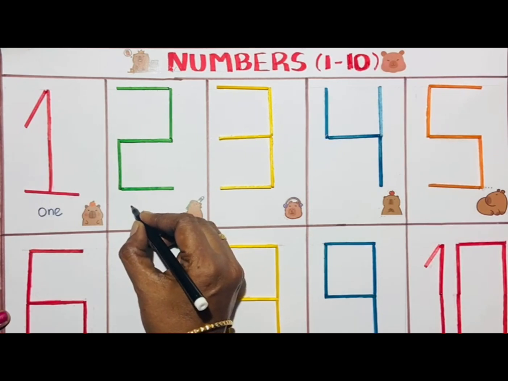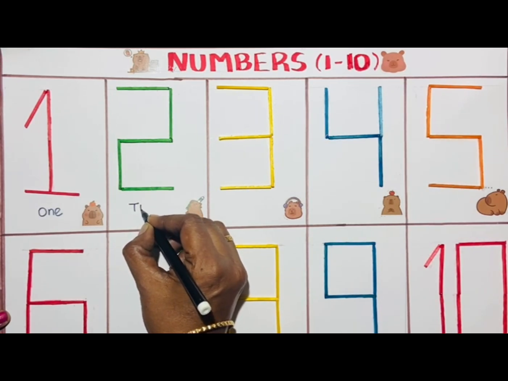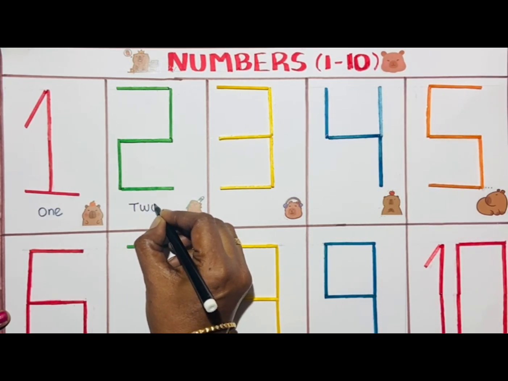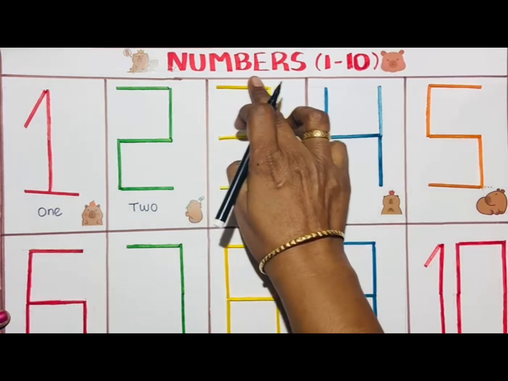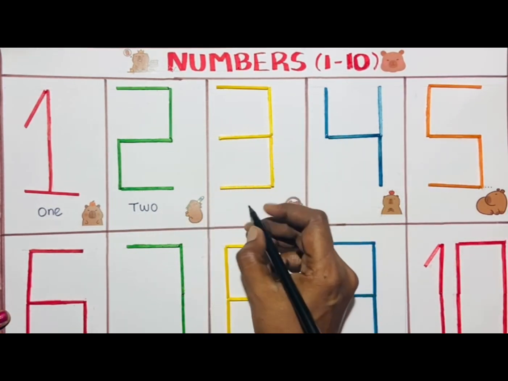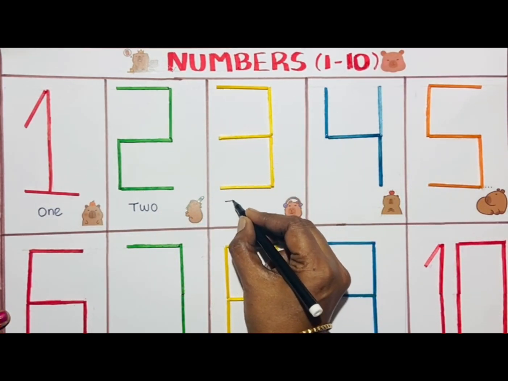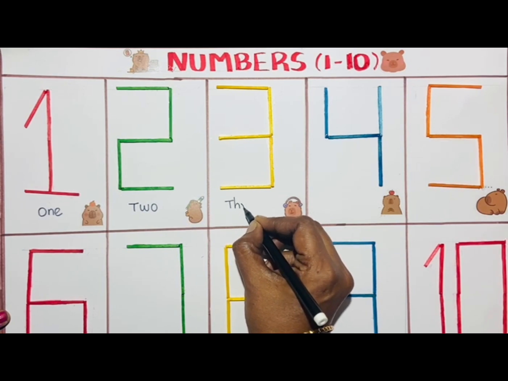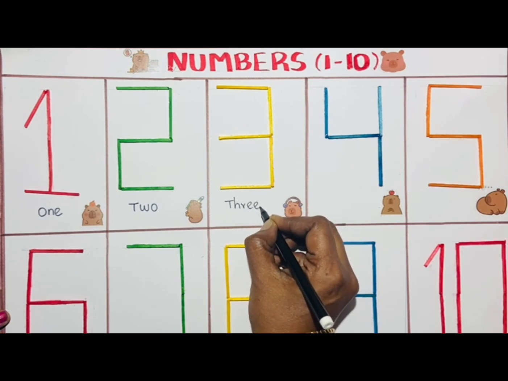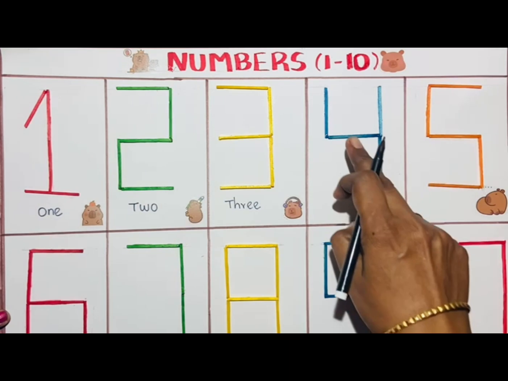What is the spelling of 2? T-W-O, 2. Next is 3. See, 3. What's the spelling? T-H-R-E-E, 3. Next one is 4.